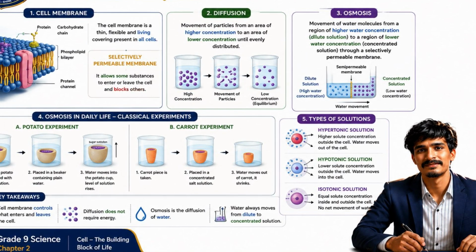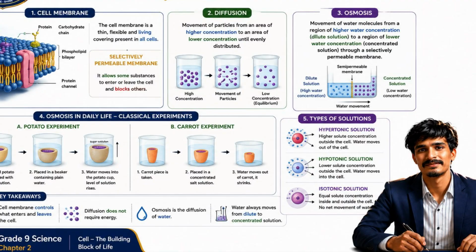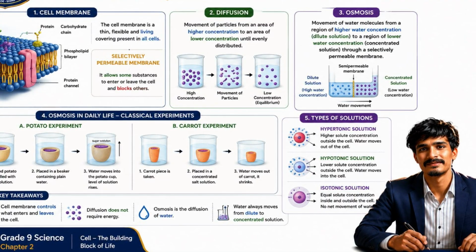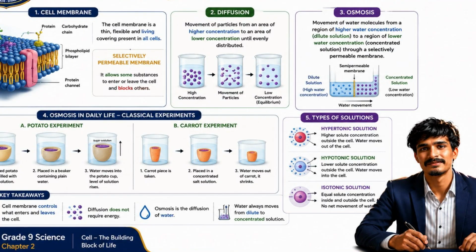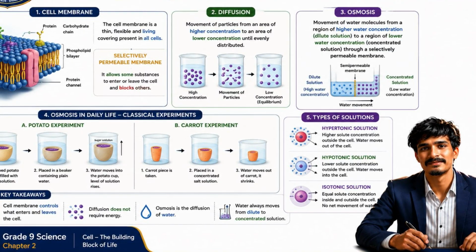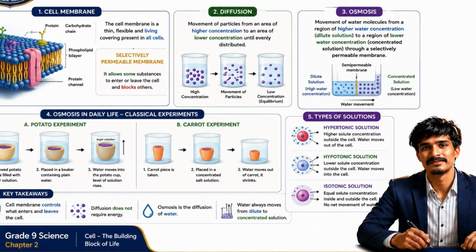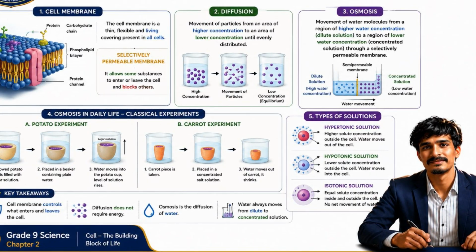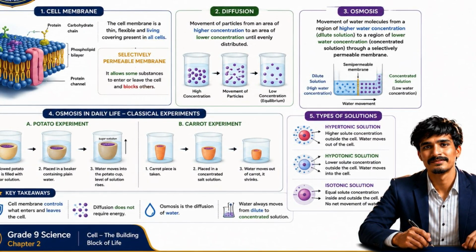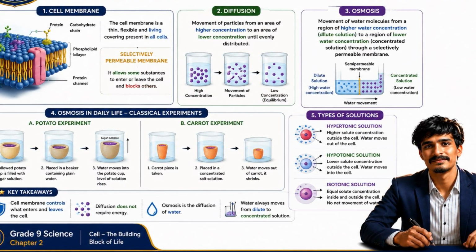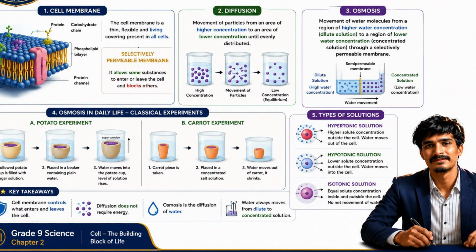Imagine that a bottle of perfume is opened in one corner of a room. Initially, the perfume molecules are concentrated near the bottle. After some time, the fragrance spreads throughout the room. This happens because the perfume molecules move from an area of higher concentration to areas of lower concentration. This process is known as diffusion.